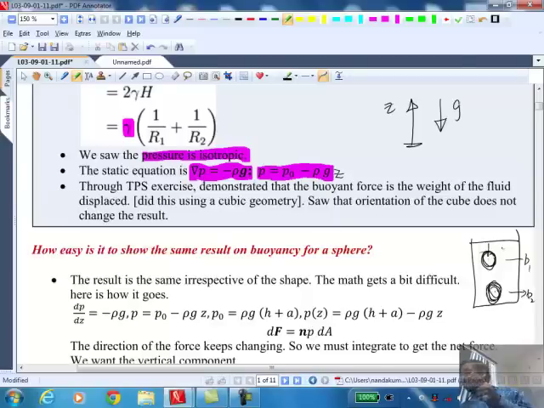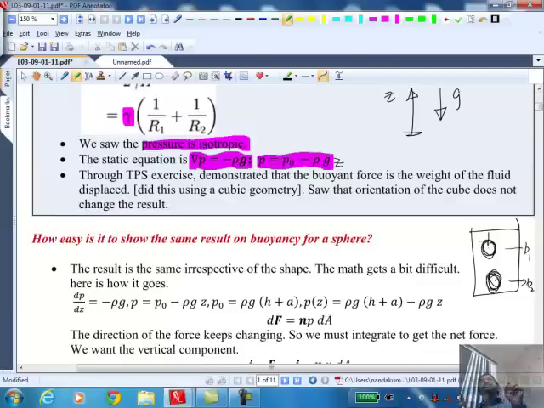Okay, let's then move on to make the math a bit more difficult. The idea is going to be the same, but I want to make the math a bit difficult. The last time I made the math very easy by telling you to calculate the buoyancy force on a cube. What did you have to do in your think, pair, share experiment? You needed to calculate the force on the top surface. You needed to calculate the force on the bottom surface, and the difference is your buoyancy force, because the forces acting on the sides cancel out.